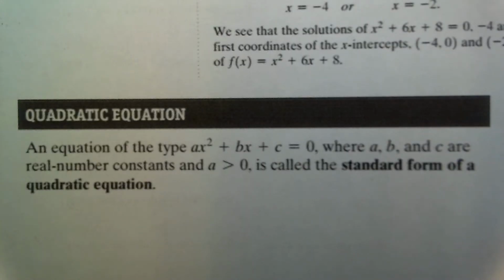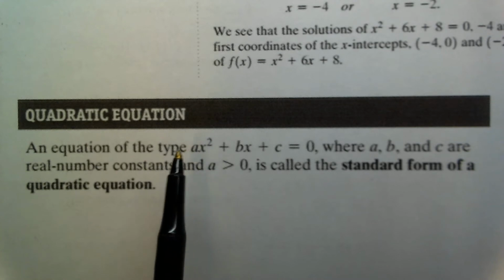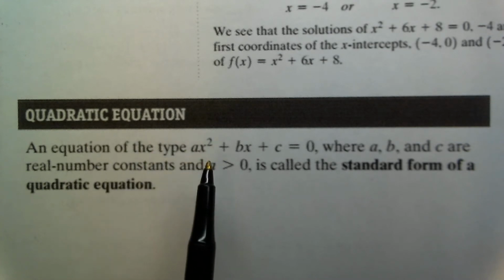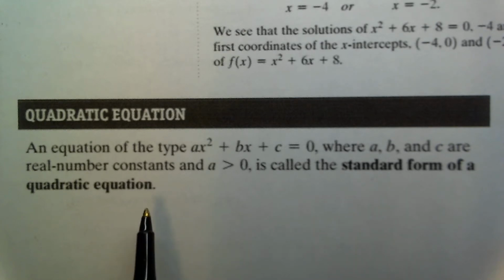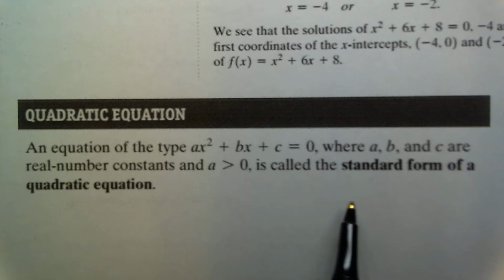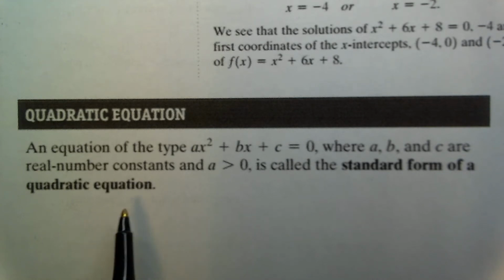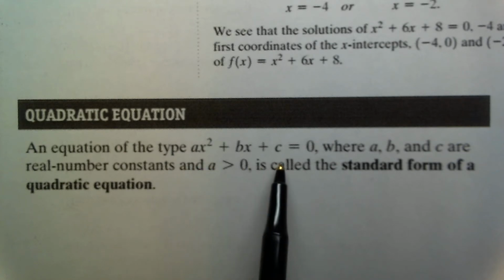And as usual, when we start a chapter, we look at some basic definitions. And here's the first one. A quadratic equation is an equation of the type ax squared plus bx plus c equals 0, where a, b, and c are real number constants, and a is greater than 0. And this is called the standard form of a quadratic equation. So when we talk about the standard form of a quadratic equation, this is what we mean by it.